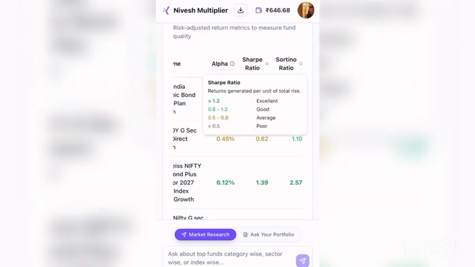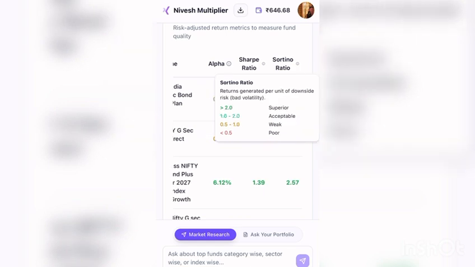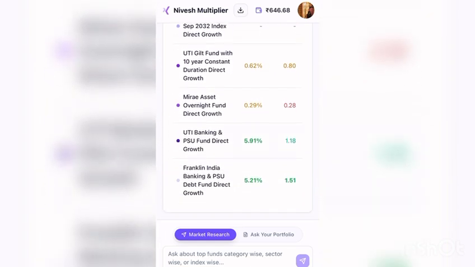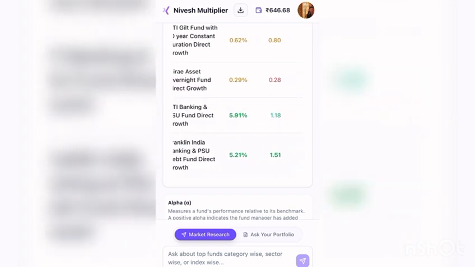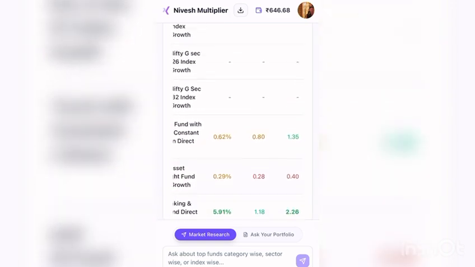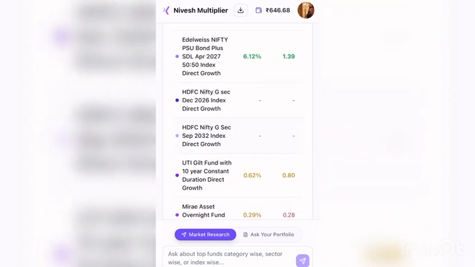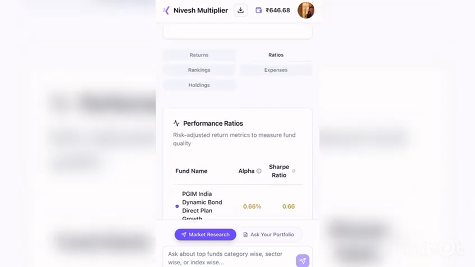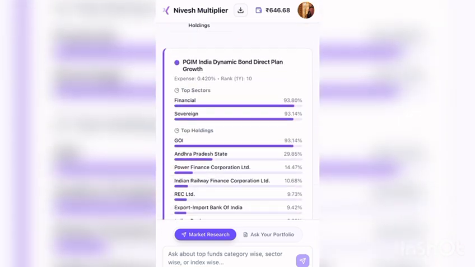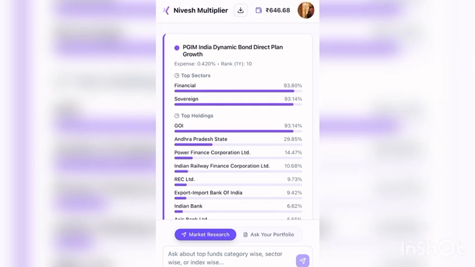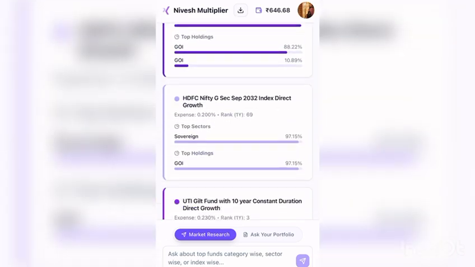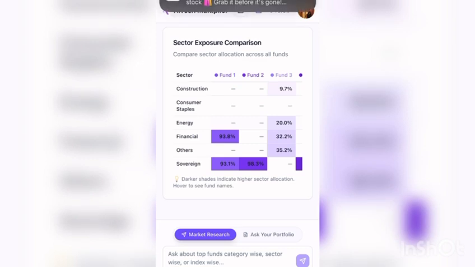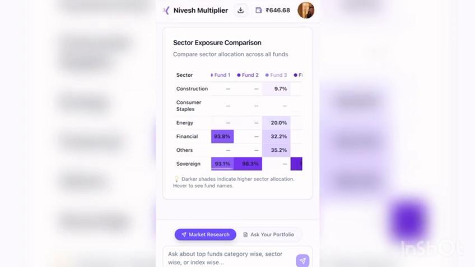Now we'll check the performance ratios Alpha, Sharpe, and Sortino. And for the one that we selected, the Franklin one, we see all of the three ratios are in the optimized range, which means that this fund looks good in terms of returns as well as in terms of performance ratio, risk adjusted ratio.